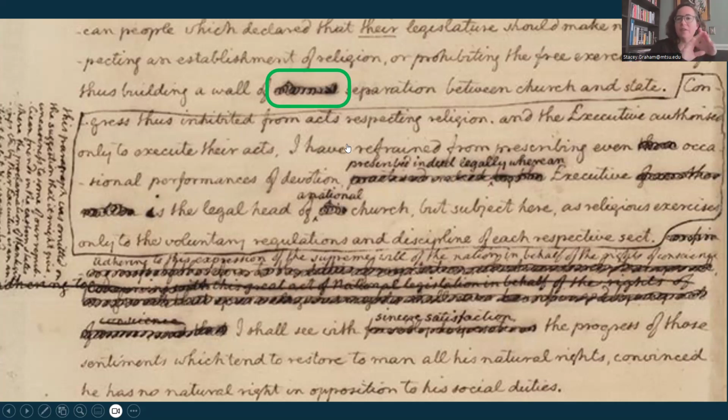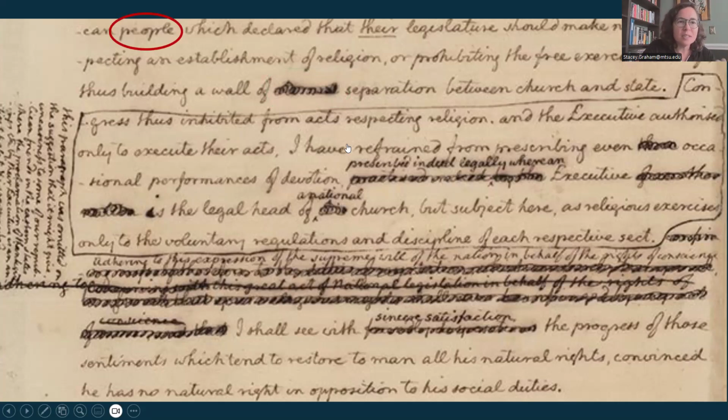And so in this famous phrase here where he's saying, thus building a wall of separation between church and state, they figured out that the scribbled out word is actually eternal. So what he originally wrote was thus building a wall of eternal separation between church and state, which gives it a bit of a different meaning. But yeah. So let's look at some of his letter forms, though.